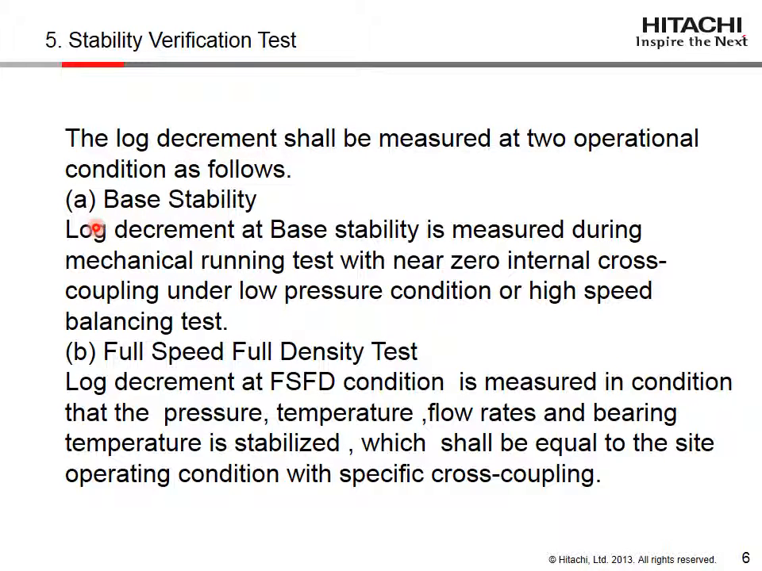The log decrement shall be measured at two operational conditions as follows. A. Base stability. Log decrement at base stability is measured during mechanical running tests with near zero internal cross coupling and low pressure condition, or high speed balancing test. B. Full speed, full density test. Log decrement at the FSFD condition is measured when the pressure, temperature, flow rate, and bearing temperature are stabilized, which shall be equal to the site operating condition with specific cross coupling.